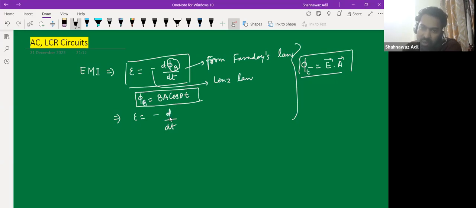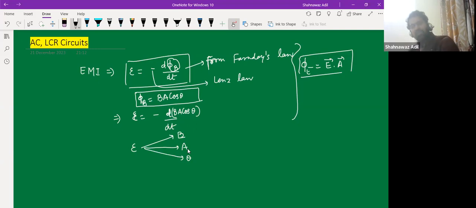And now if we want to change the magnetic flux, we can change it in three ways. We can get this EMF by changing the magnetic field, by changing the area, or by changing this theta angle, the angle between the magnetic field and the area vector, right?